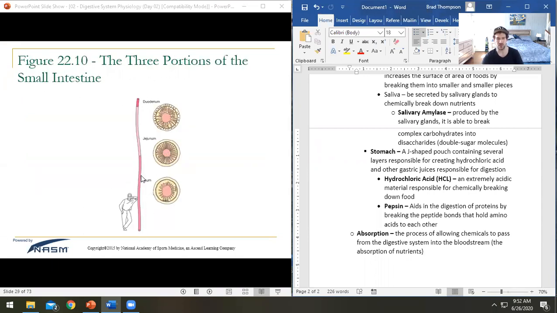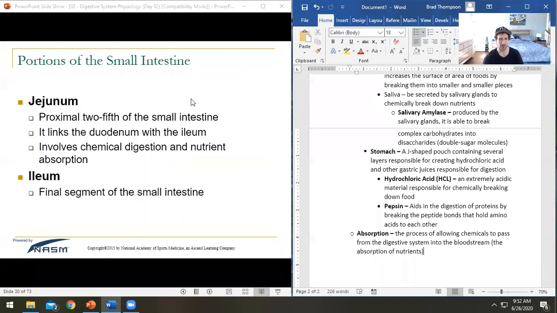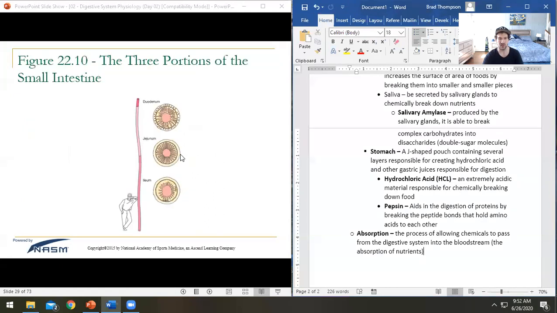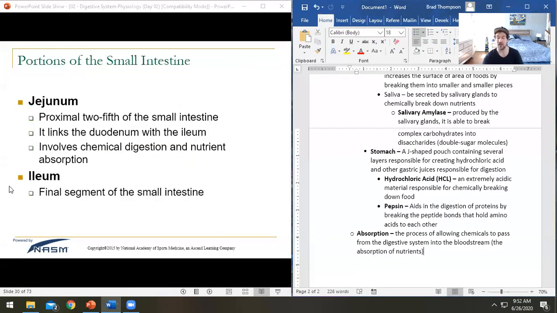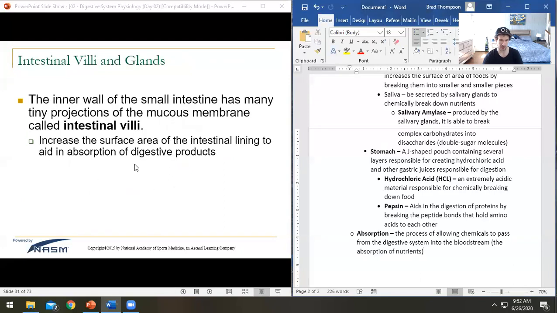Here's kind of the sections of your small intestine laid out, by the way, and you can see how long it is. It's way taller than you are. That's your small intestine if it were all stretched out. Then it becomes the jejunum, which is where a lot of absorption is taking place. This is really the large section here in the middle. And then there's the ileum, which is the final section where more absorption is taking place.